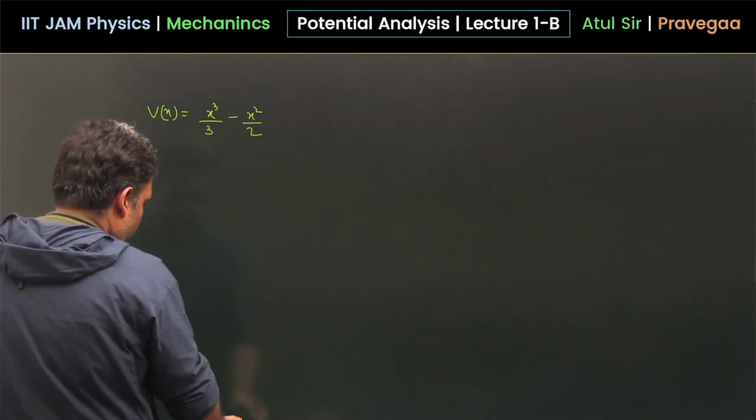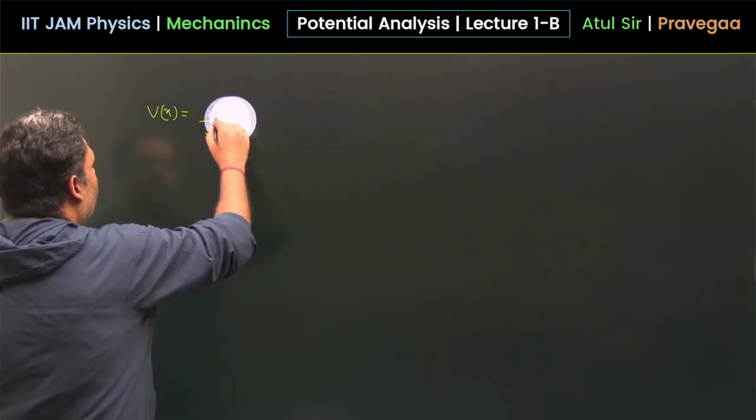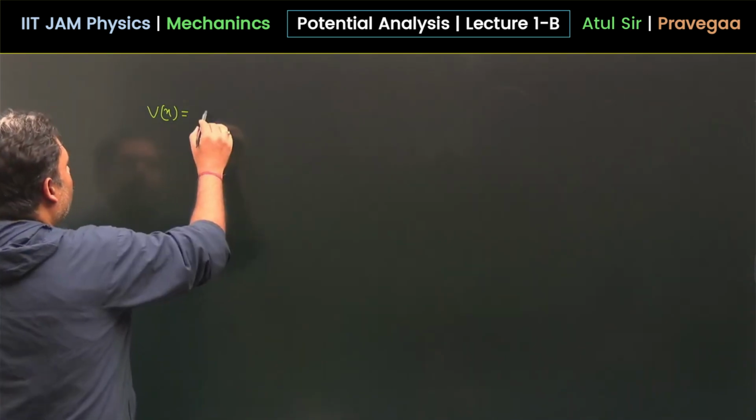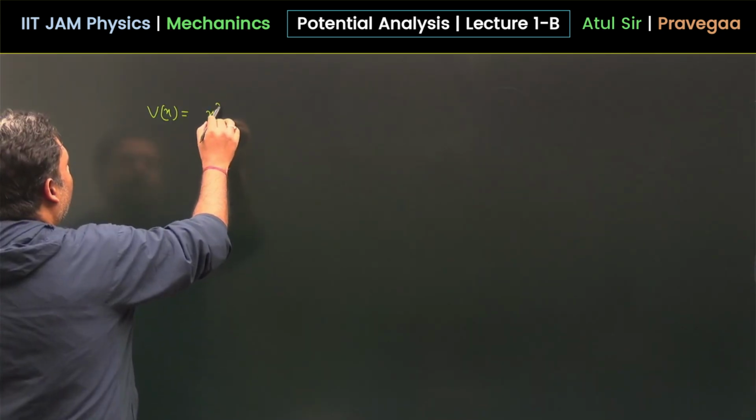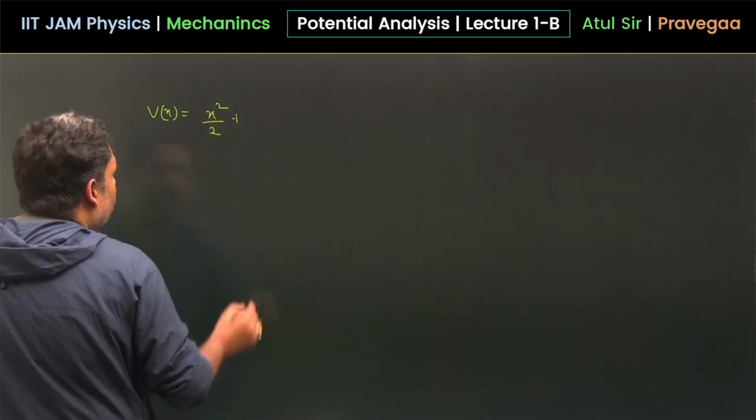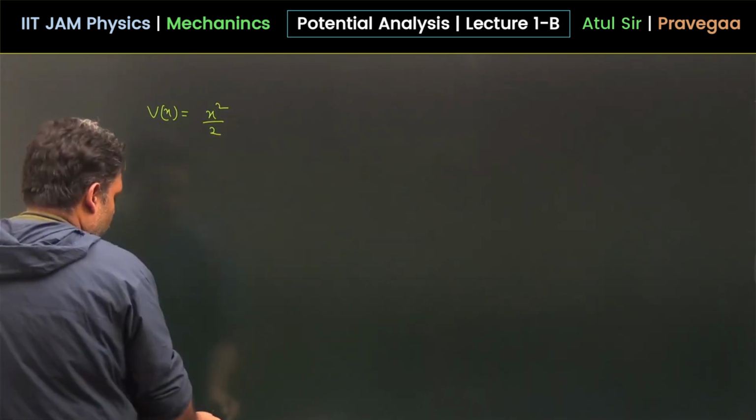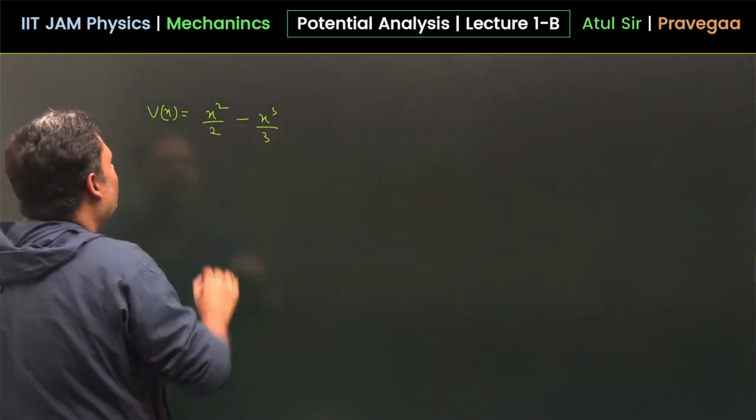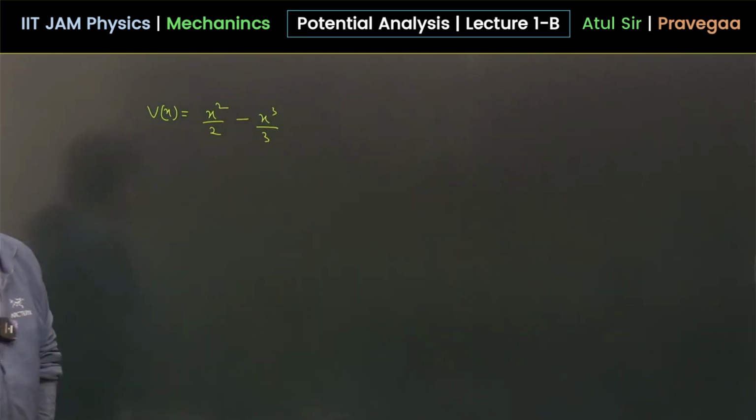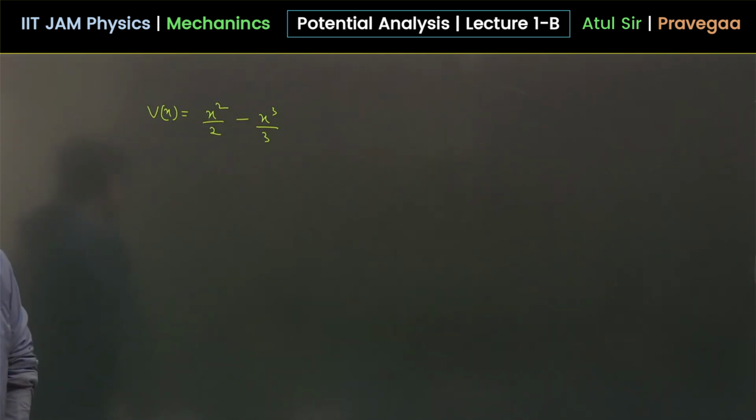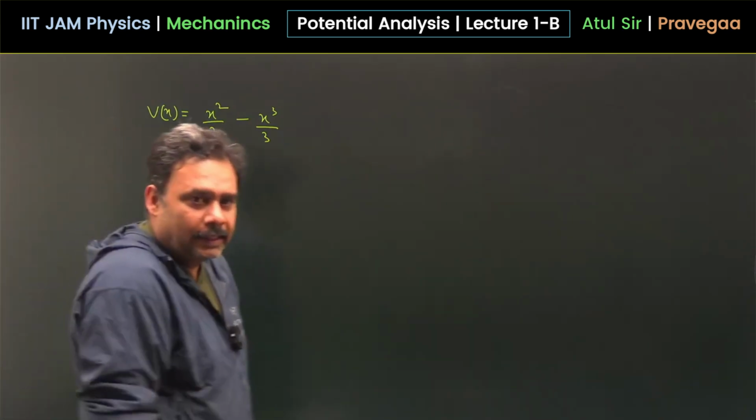ऐसा करो उल्टा कर लो. ये आपका, so you have x square by 2 minus x cube by 3. Suppose this is your potential. कुछ ये लेता है, ठीक है? Vx is equal to x square by 2 minus x cube by 3. This is your potential. Okay? और इसके थ्रू हम और भी कई चीजें सीखने की कोशिश करेंगे.